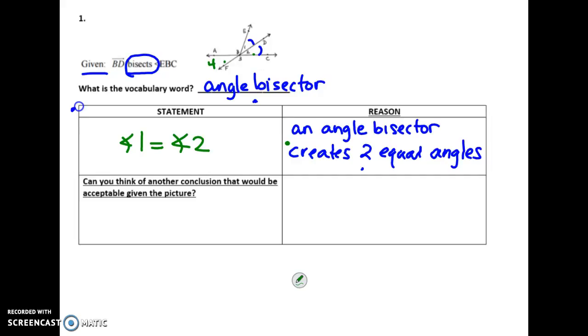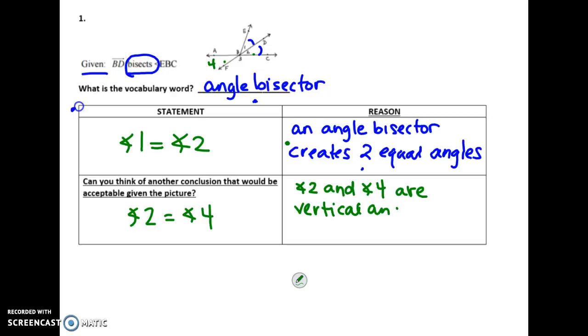So one thing that you might be able to come up with is that angle 2 and angle 4 also have the same measure. If you make a statement like that, even though you don't have a vocabulary word, you still have to justify why you're writing that. So the justification or the reason would be angle 2 and angle 4 are vertical angles. And we already know from our lessons way back when that vertical angles are equal. So you would say, and vertical angles are equal.